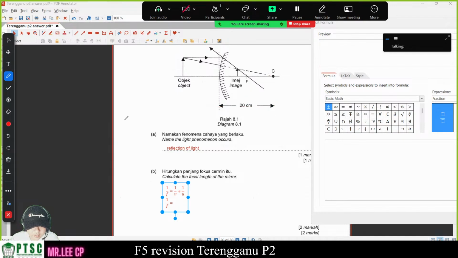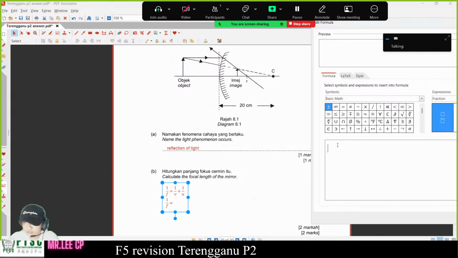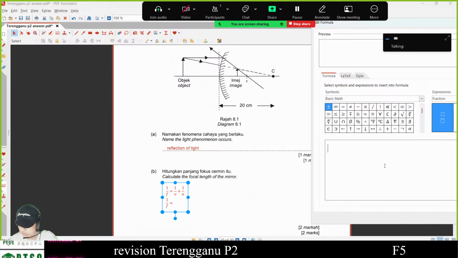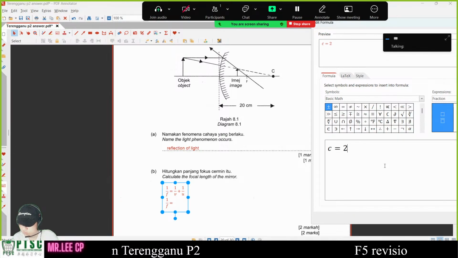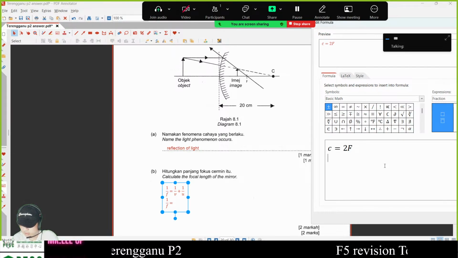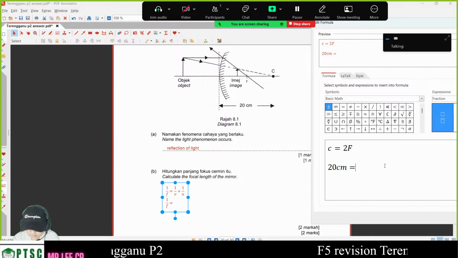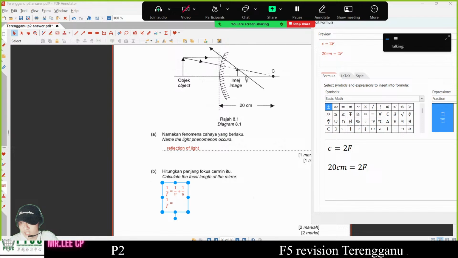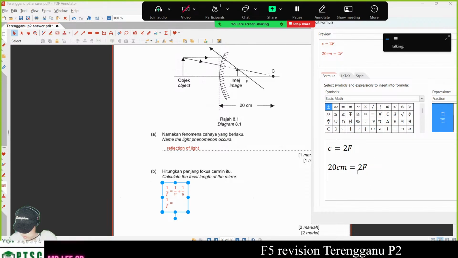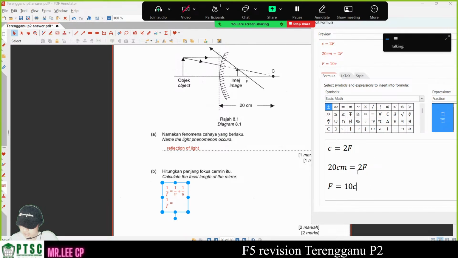So how to do it? They don't give any other information, so you just put C is equal to 2F. C is 20 cm, which equals 2F. They use capital letter F, so I follow. So F will be 10 cm.